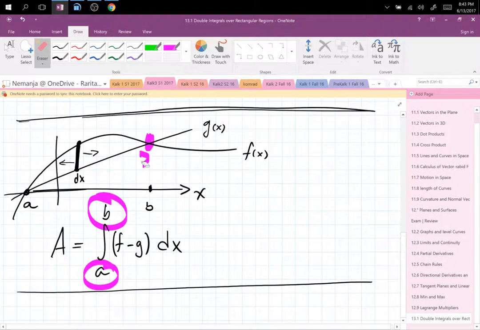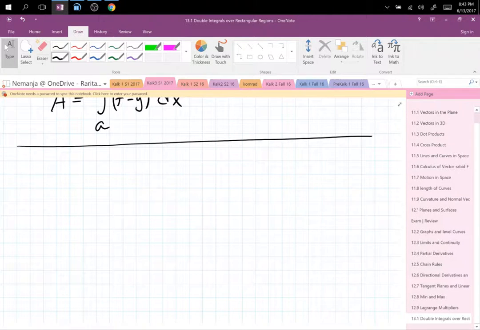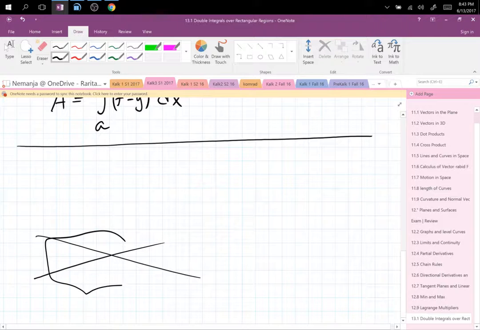All right, so what is going to happen now in Calculus 3? Well, you don't have any more representative rectangle dx. Now you have a representative French fry. Because your domain at this point, right? So let's draw. Hold on. It's not a general region.